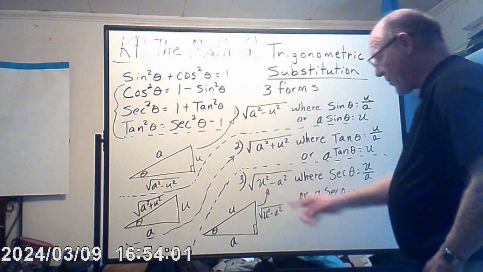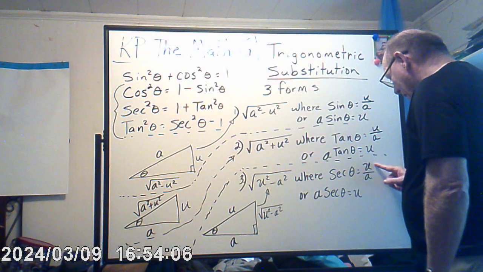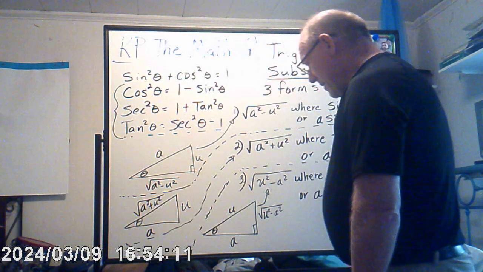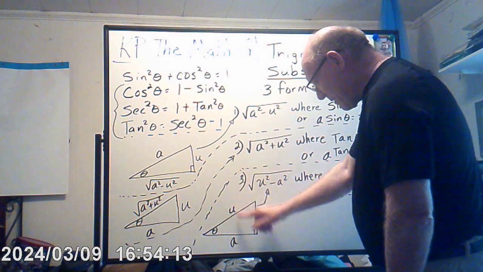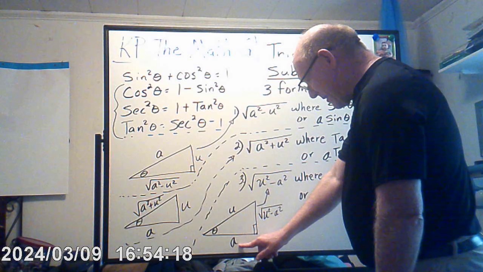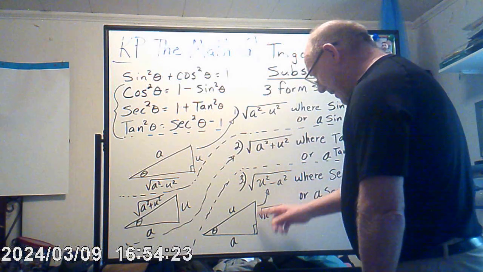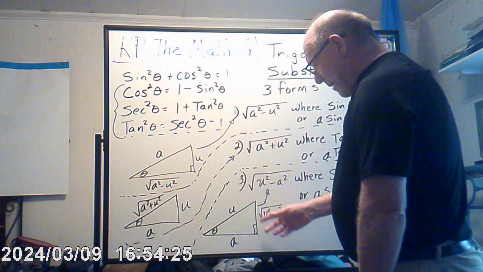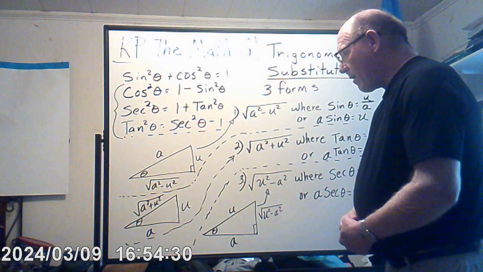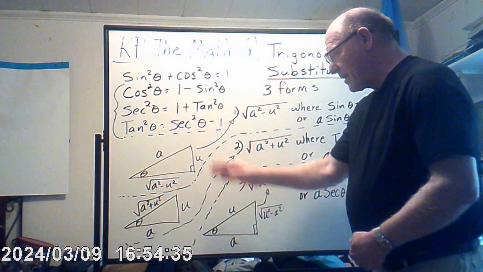Alright, so the third one is U squared. That is the hypotenuse over the adjacent. I was looking at the wrong one. Hypotenuse over adjacent. And then this will be the square root of U squared minus A squared. I know it's y, but sometimes we refer to that as x also. Alright, so those are the three triangles that you need to become familiar with.